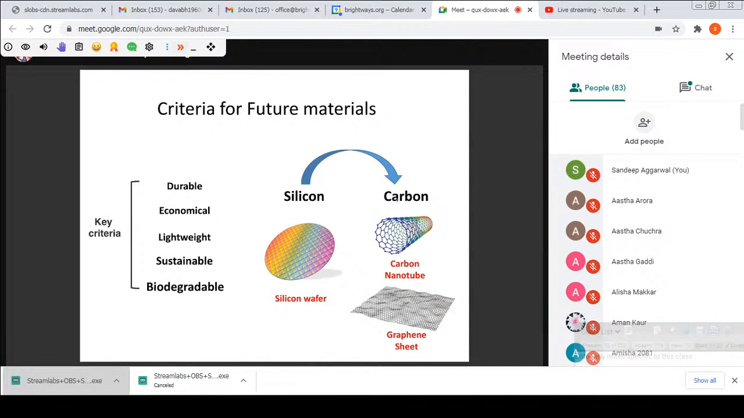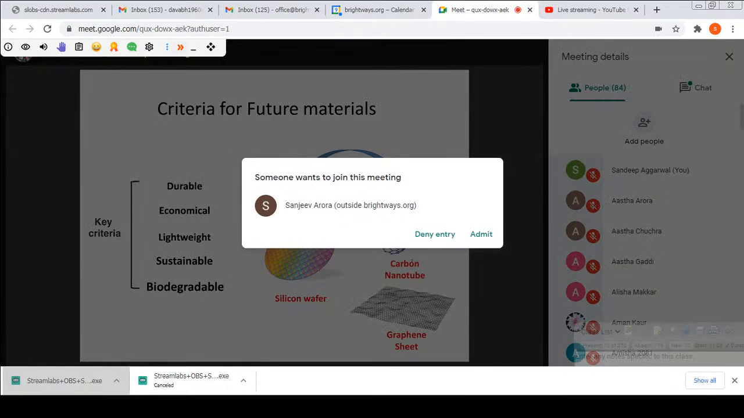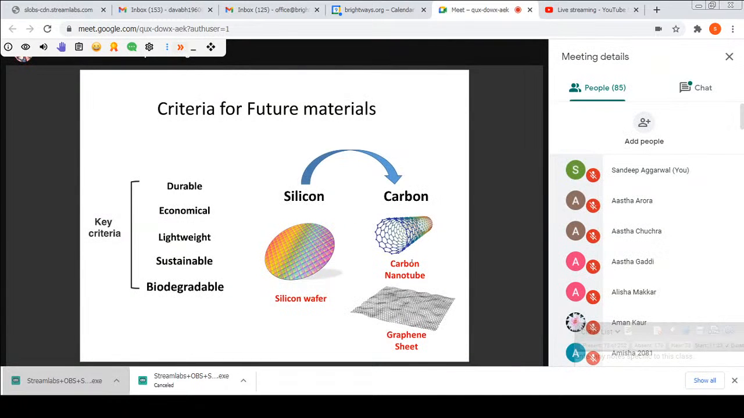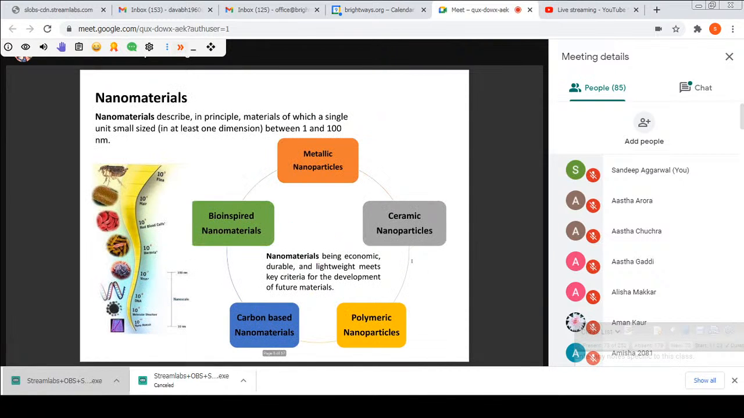So I shall be talking about some of these organic materials which are derived from organic based systems, and we will be discussing the applications as I move forward. Another thing that I want to introduce in the beginning is the nanomaterials. The nanomaterials basically are the materials which are of single unit small size.